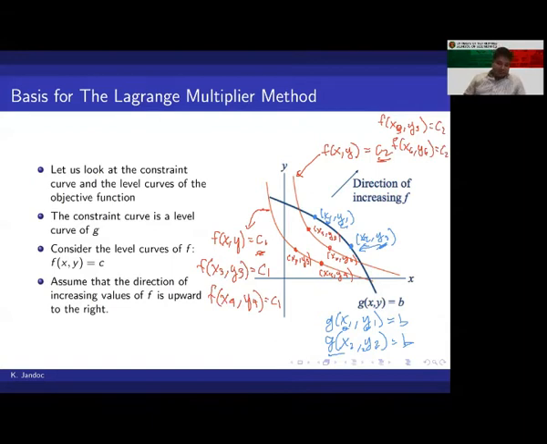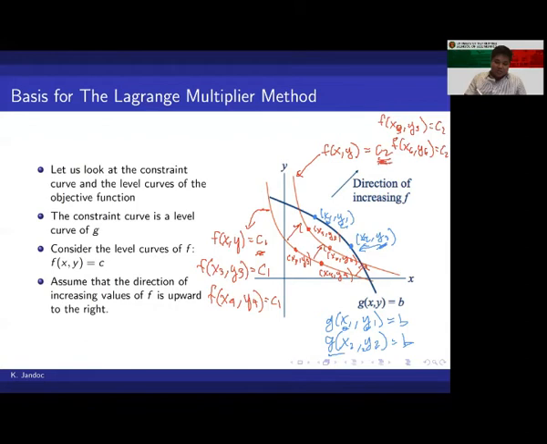Great. So that's the definition of the level curve. Now, as I've said, the further you are from the origin, the further the level curve is from the origin, then the higher the value of the function.